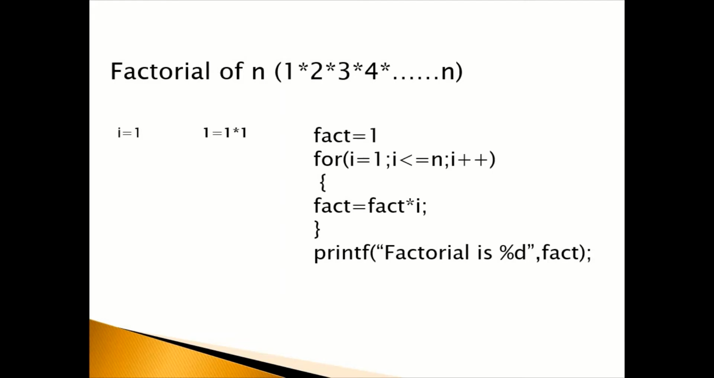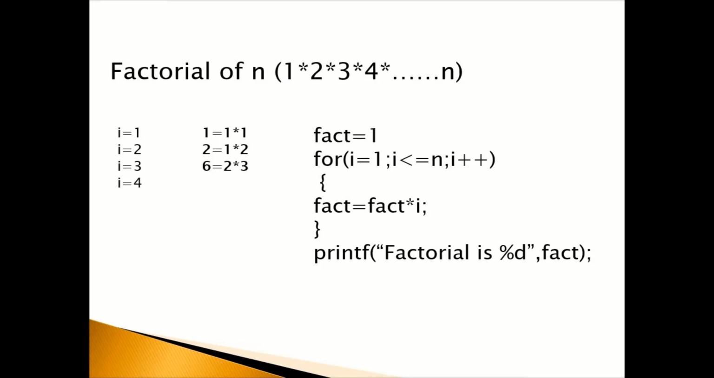After calculating this, I is incremented by 1. I becomes 2. It calculates fact into I. What is fact? It is 1. What is I? It is 2. So 1 into 2 is equal to 2. Next, I is incremented. It becomes 3. 3 is less than 5. It enters the loop. It calculates fact into I, that is 2 into I which is 3. 2 into 3 is 6.